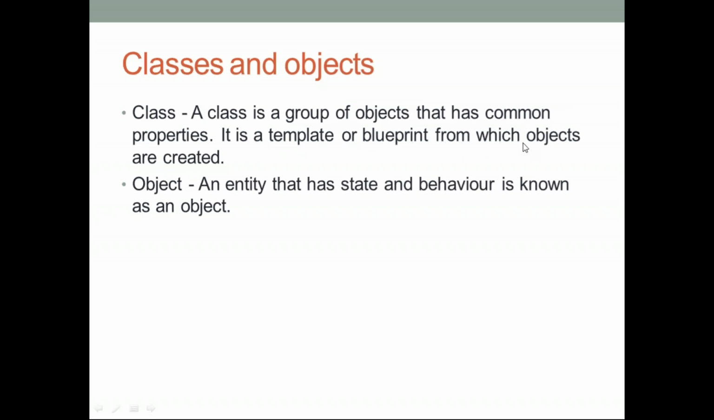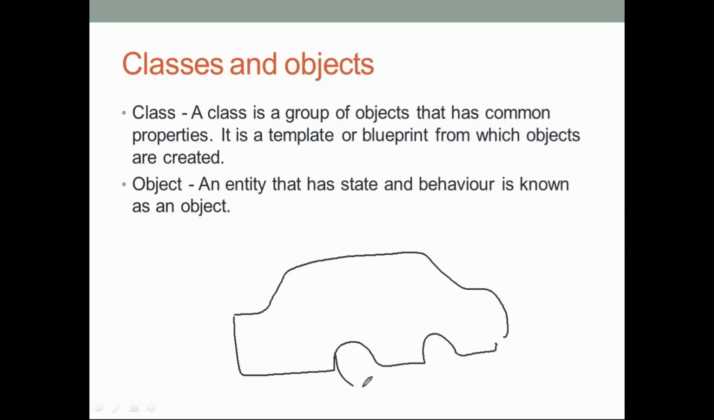It is a template or blueprint from which objects are created. So what is a template or blueprint of a car? The template of a car is this, the shape which we are accustomed to see. That's the template or blueprint of a car. The moment we see this shape, we say this is a car. Okay, so based on this, all the cars are created or manufactured. So it is a template or blueprint from which the objects are created.